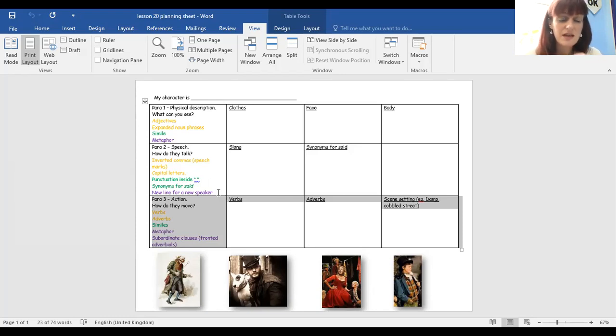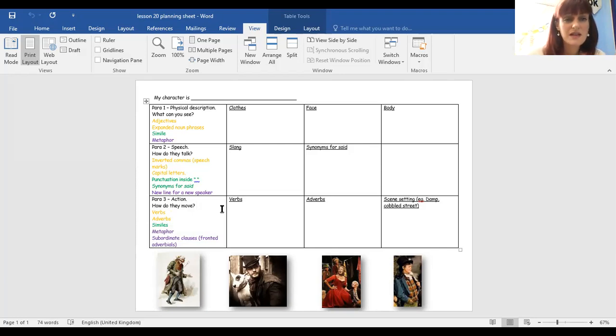New line for a new speaker is a purple skill. Ideally, it's really a green skill, but actually it can be difficult to do, particularly when you're typing. So I've made it an extended abstract skill. The last one is action. The last paragraph we're going to write is setting the scene, how they move and things like that.